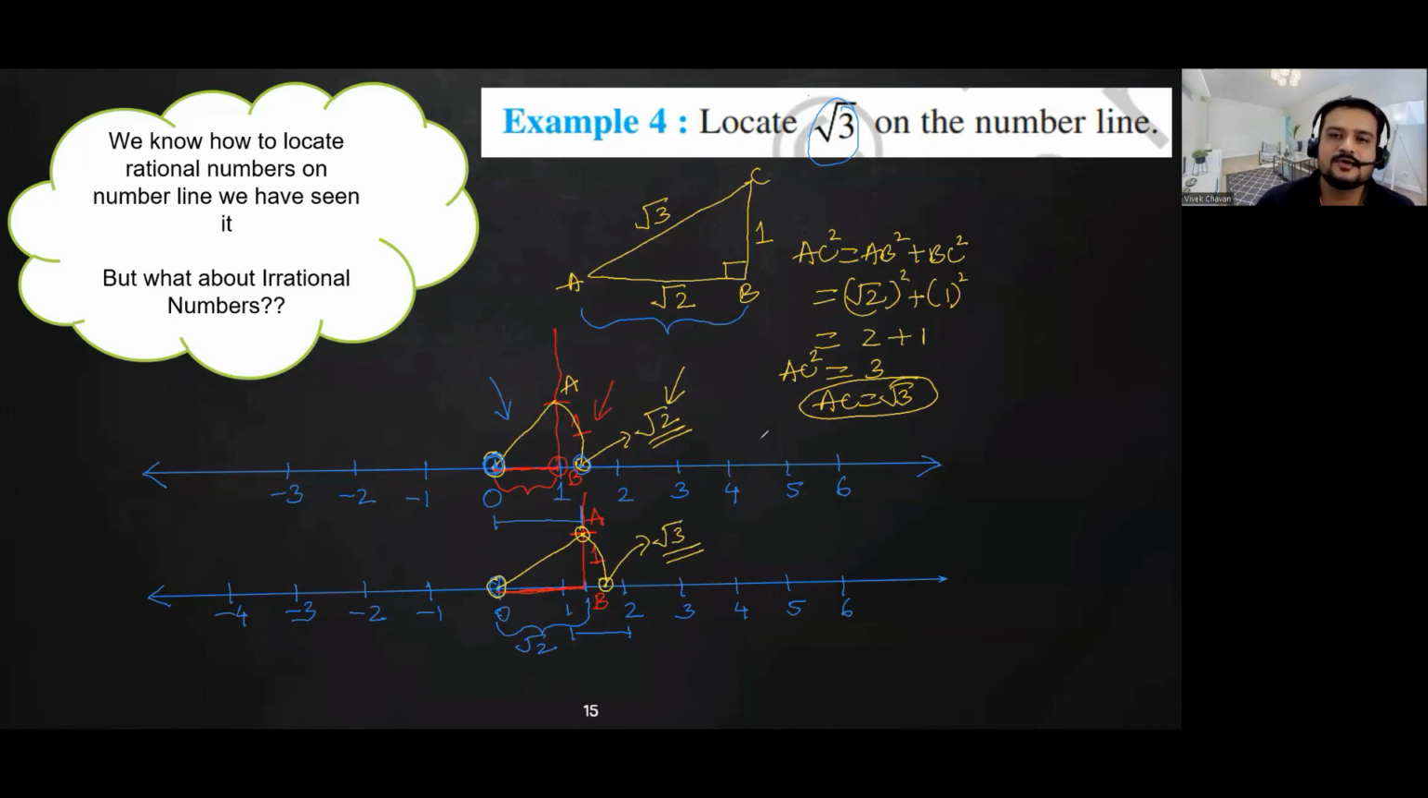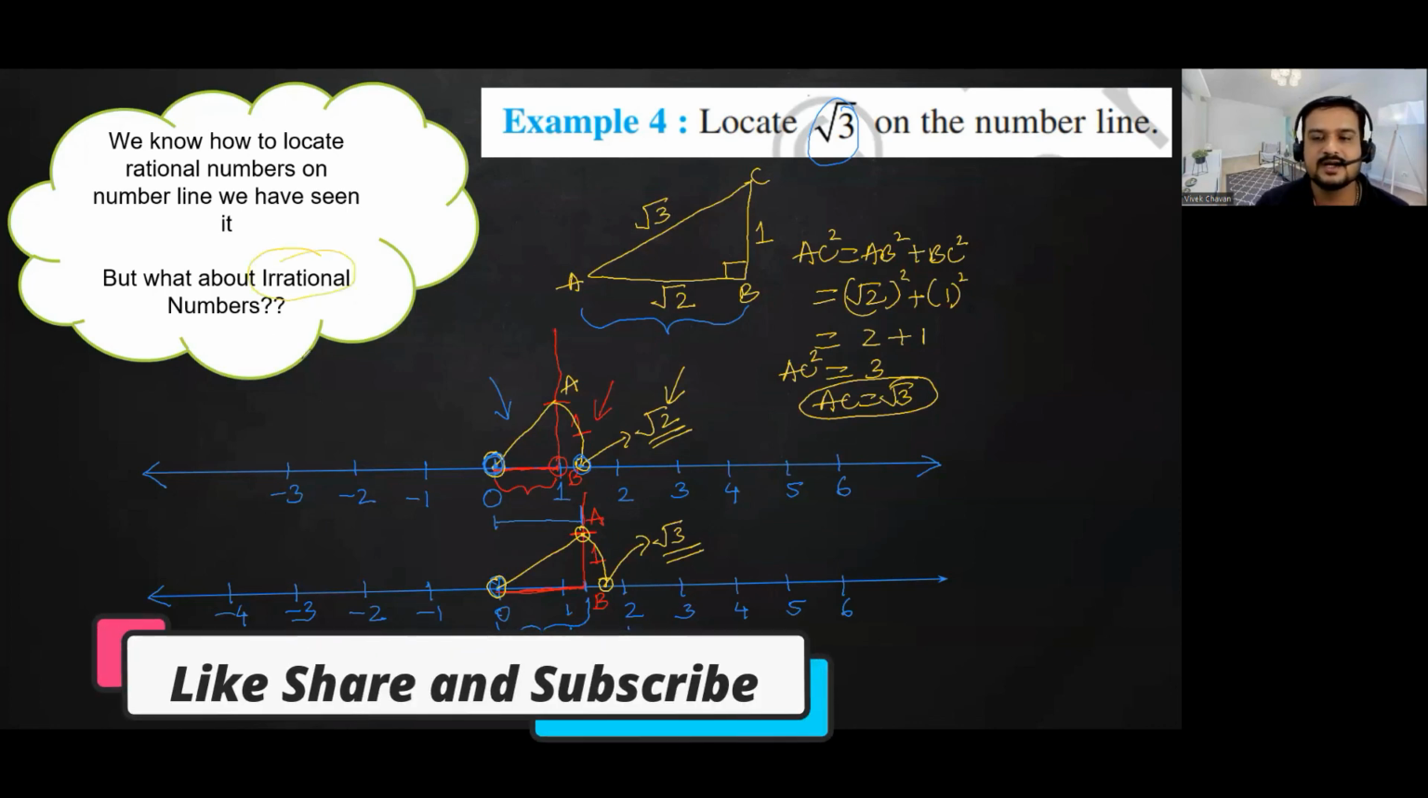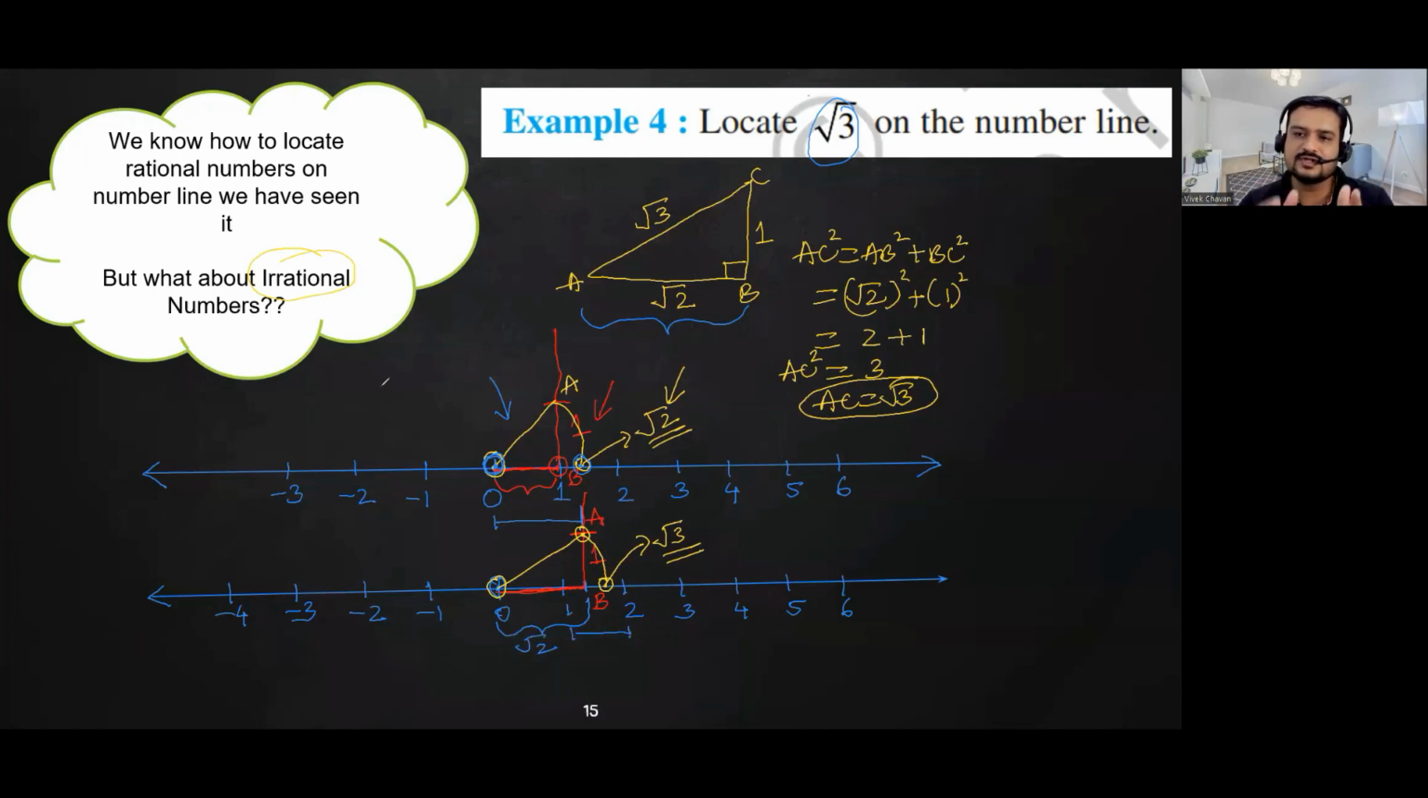See, this is very important. We can locate the rational numbers on the number line, but when we go to locate irrational numbers on the number line, it is somewhat difficult. The process is difficult. If you follow the process accurately, definitely you will locate the value.